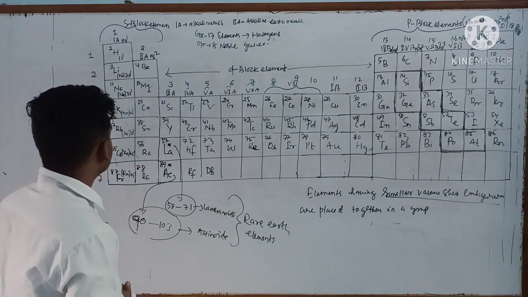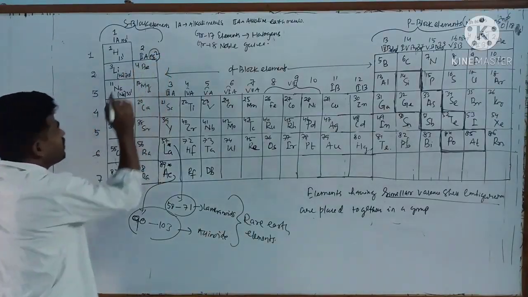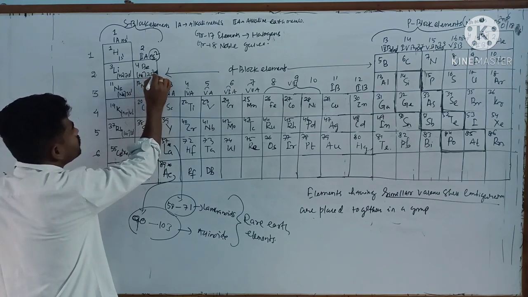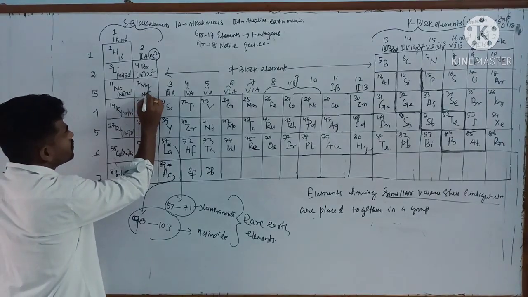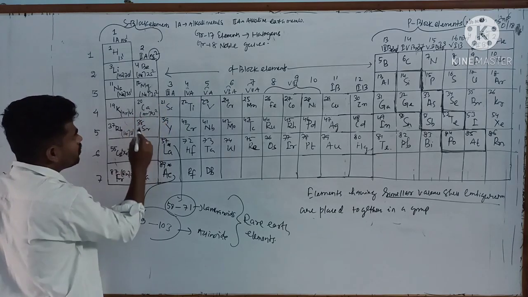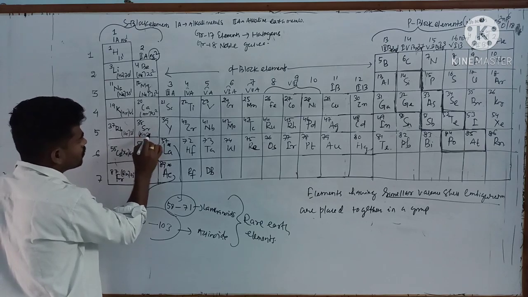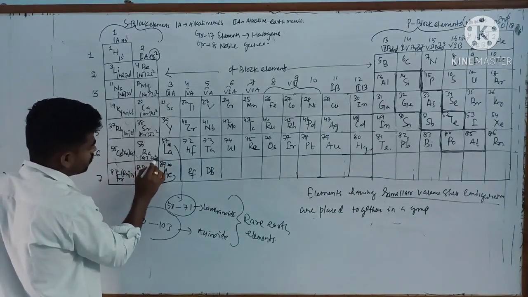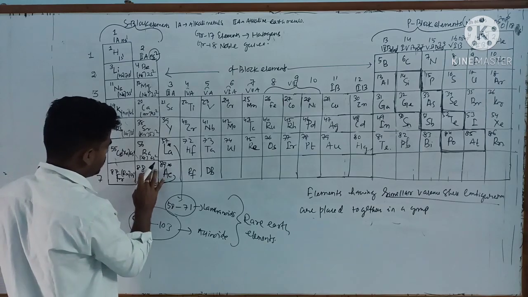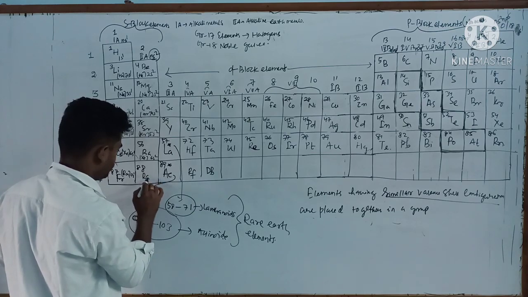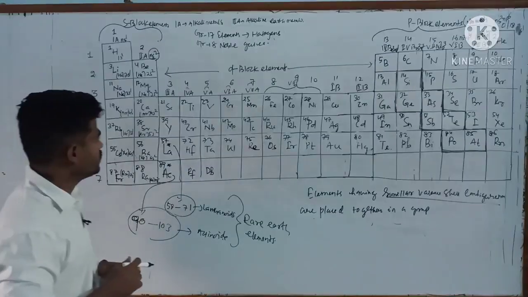Here you can mention the ns2 configuration: helium 1s2, neon 2s2, argon 3s2, krypton 4s2, xenon 5s2, radon 6s2, and here that is 7s2. Atomic numbers 86 to 88. Easy.